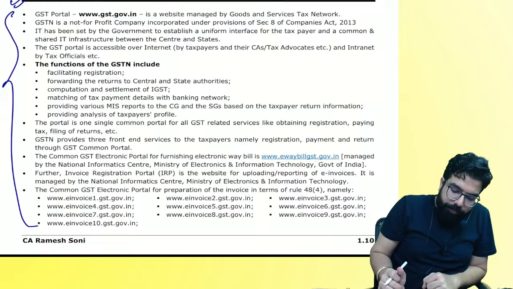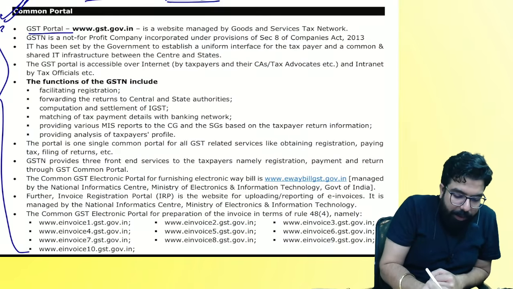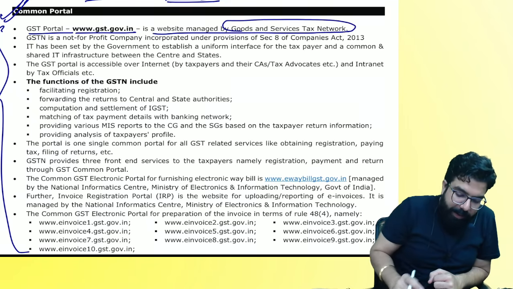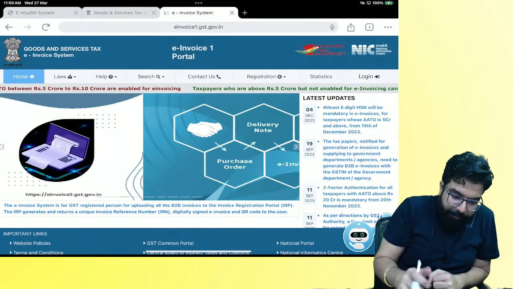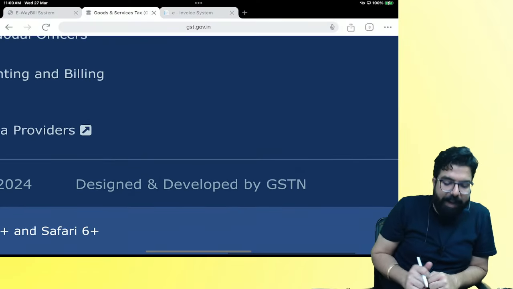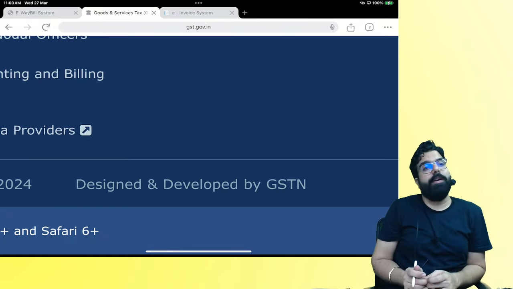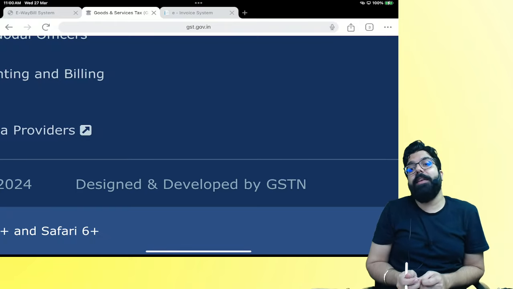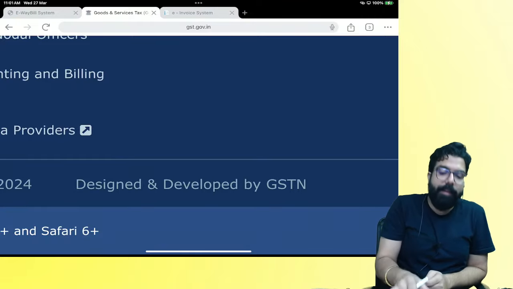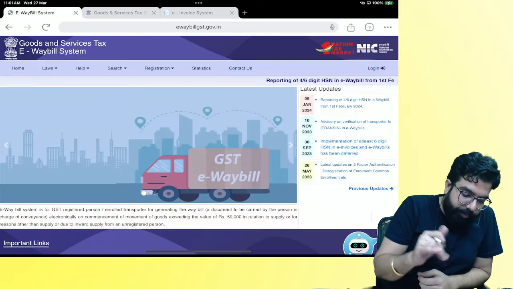Now, if you see over here, the GST portal, gst.gov.in, is managed by the Goods and Service Tax Network. I'll show you over here. When you go to gst.gov.in, you will see it is developed, designed and managed by whom? The Goods and Service Tax Network. Who is the Goods and Service Tax Network? It's a company which manages this website gst.gov.in. Next.